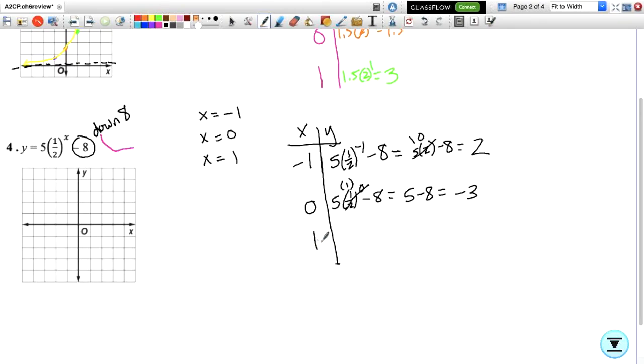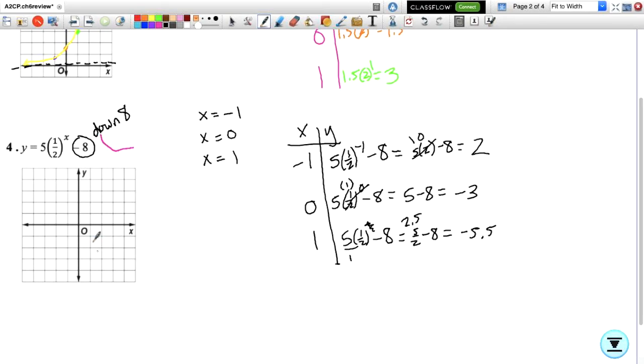So lastly, I'm going to stick a 1 in for x, so that's going to just stay 1. So I'll have 5 times 1/2 to the 1 minus 8. Anything to the first power is just itself, so I'm going to do 5 over 2. Now 5 over 2, in my head, I know that it's 2.5. So I'm going to do 2.5 minus 8, which is going to be negative 5.5.